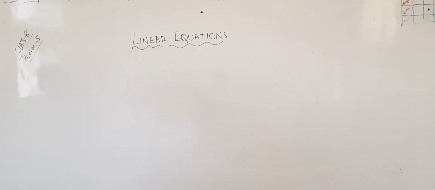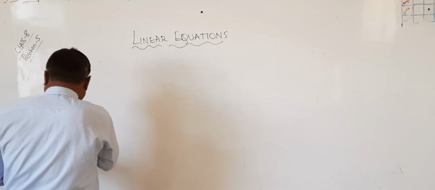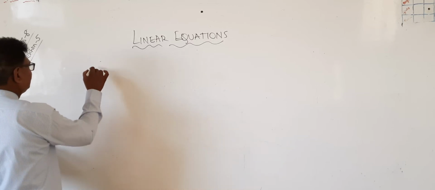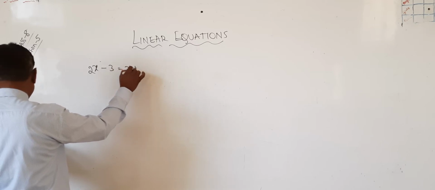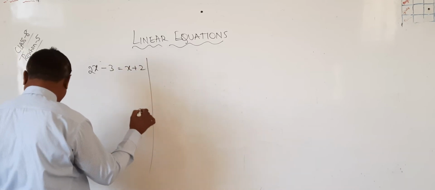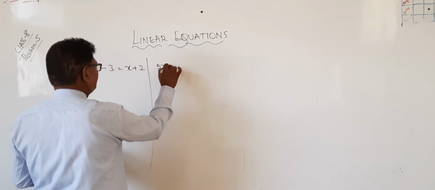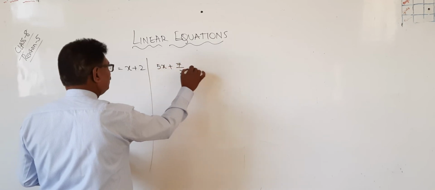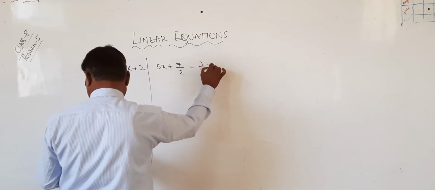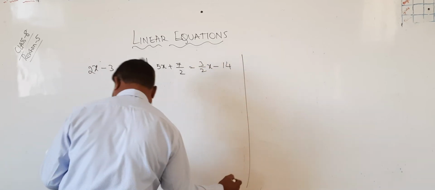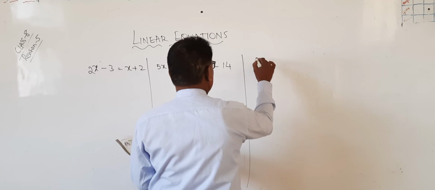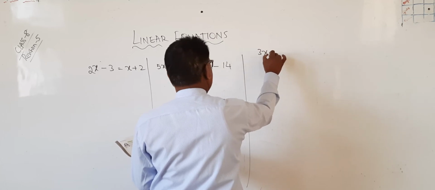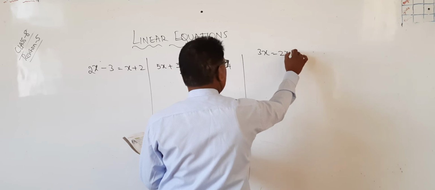After learning this kind of problems, we will move to other problems like this. 2x minus 3 is equal to x plus 2. 5x plus 7 by 2 is equal to 3 by 2x minus 14. 3x is equal to 2x plus 8.